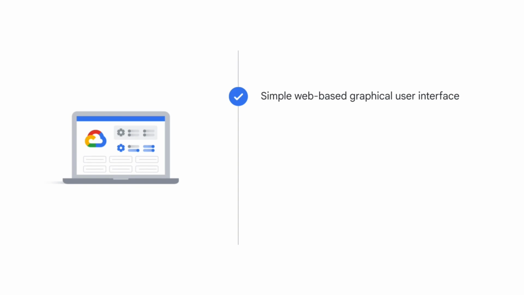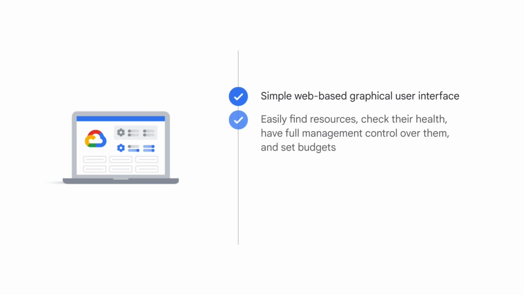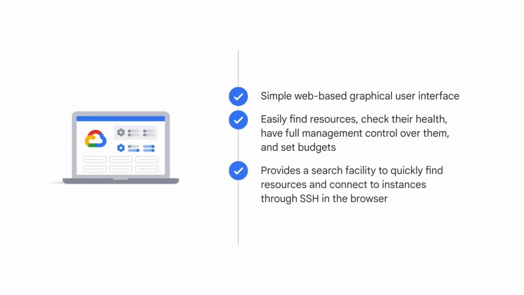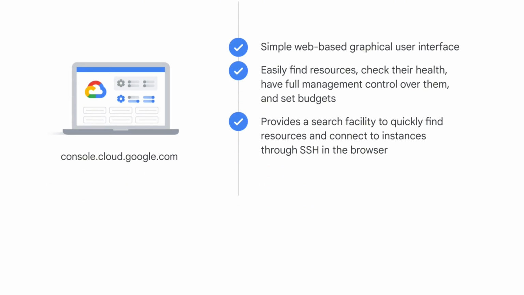The first is the Google Cloud Console, which is Google Cloud's graphical user interface, or GUI, and it helps you deploy, scale, and diagnose production issues in a simple web-based interface. With the Google Cloud Console, you can easily find your resources, check their health, have full management control over them, and set budgets to control how much you spend on them. The Google Cloud Console also provides a search facility to quickly find resources and connect to instances through SSH in the browser. The Google Cloud Console is available from console.cloud.google.com. You'll get some experience with the Cloud Console during an upcoming lab.